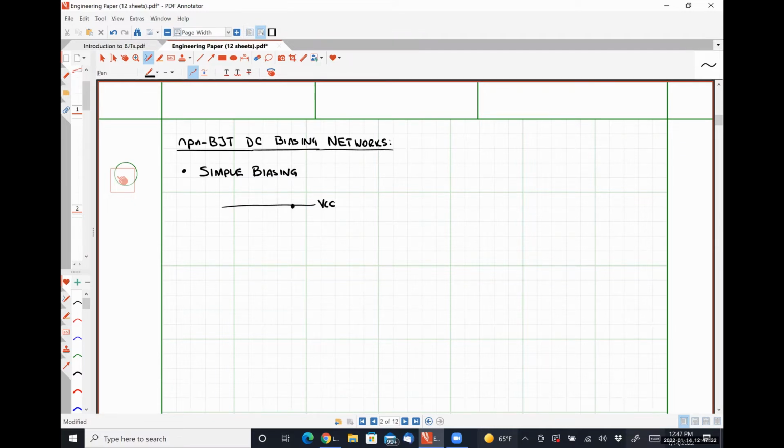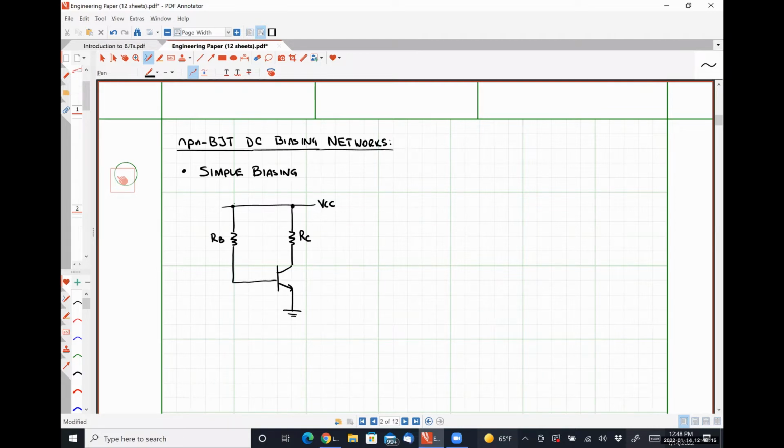All right. So for a simple biasing BJT network, we have some power supply voltage VCC. We are going to have some collector resistance RC. Here we have our NPN BJT. Our emitter terminal will be grounded. On the left-hand side, we are going to have some base resistance RB, like so.